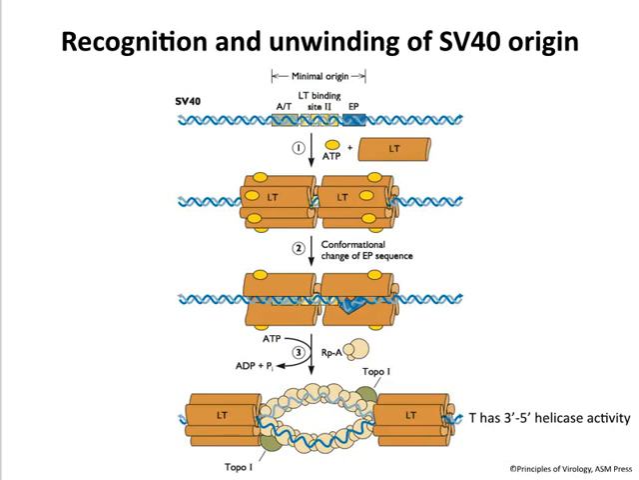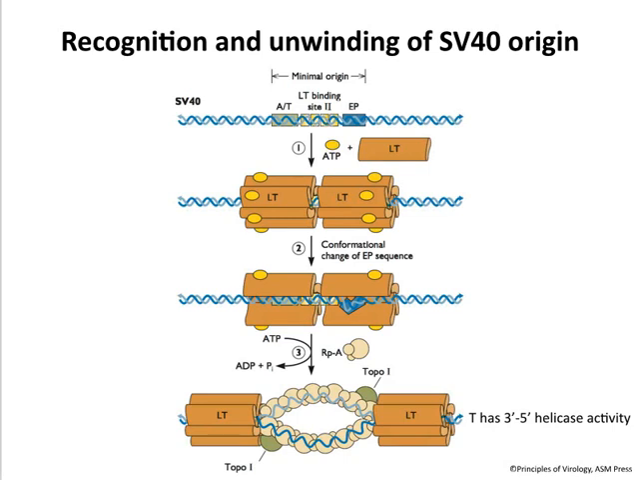But once SV40 makes T antigen, which again happens because the DNA goes in the nucleus, it makes an mRNA. The mRNA comes out into the cytoplasm. The protein is translated in the cytoplasm, then it has to go back into the nucleus where it participates in DNA replication.